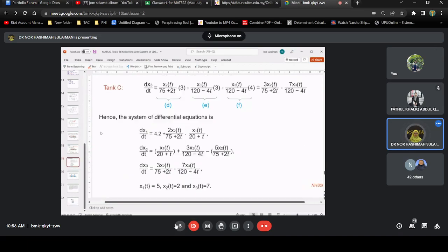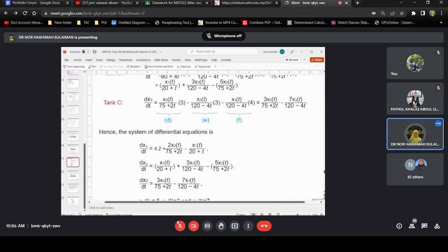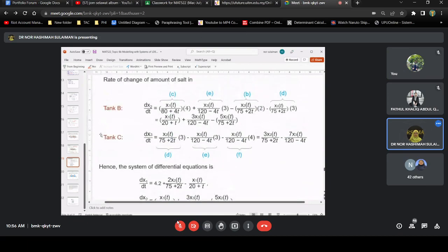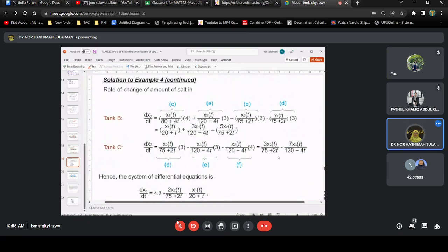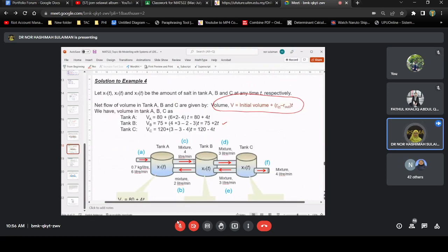Shall we? Yes. Mana pergi? Ni next slide. Dekat tank B. Tengok tank B. Tank B adalah C tambah E tolakkan dengan B tolak D. Betul ke? C tambah E. C yang ni tambahkan dengan E tolakkan dengan B tolakkan dengan D.